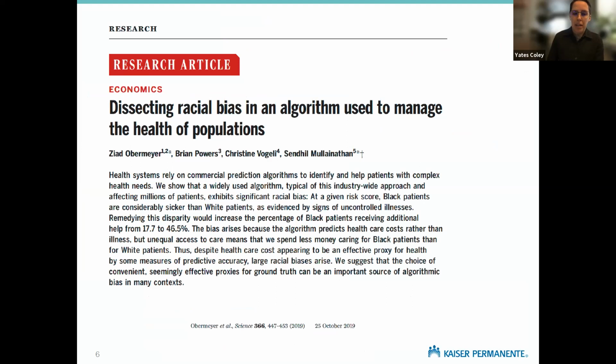A recent prominent example was published in the journal Science in October of 2019. Obermeyer and colleagues showed that a commercial prediction algorithm that is commonly used by health systems to identify patients with more complex healthcare needs underestimated the needs of Black patients compared to white patients.